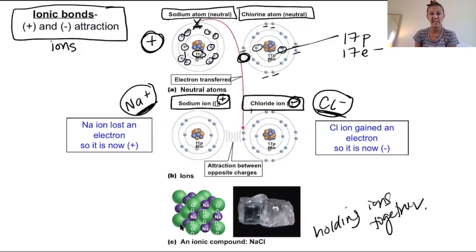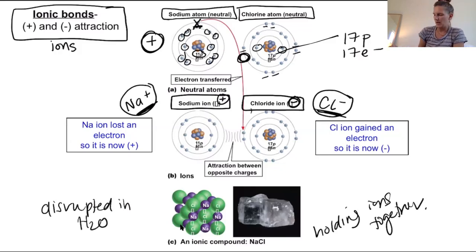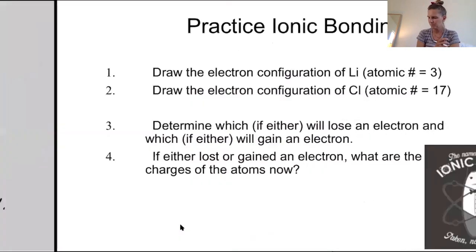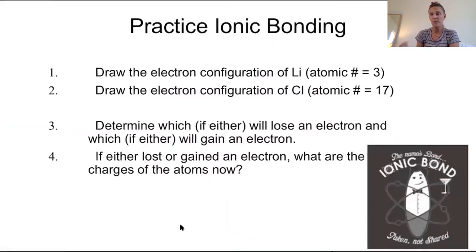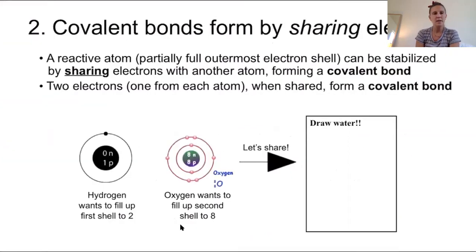And these actually get disrupted in water very often. So ionic bonds can be disrupted in water. All right. Okay, and we can see salt dissolving in water. All right. And we're going to have some practice with ionic bonding, but we're going to save that for class time. Now we go on to covalent bonding, which is sharing electrons, all right?